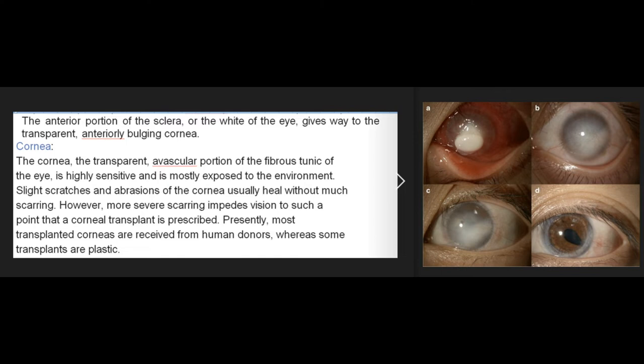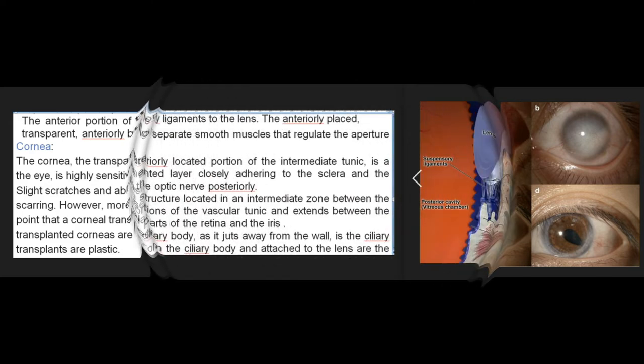Cornea. The cornea, the transparent, avascular portion of the fibrous tunic of the eye, is highly sensitive and is mostly exposed to the environment. Slight scratches and abrasions of the cornea usually heal without much scarring. However, more severe scarring impedes vision to such a point that a corneal transplant is prescribed. Presently, most transplanted corneas are received from human donors, whereas some transplants are plastic.